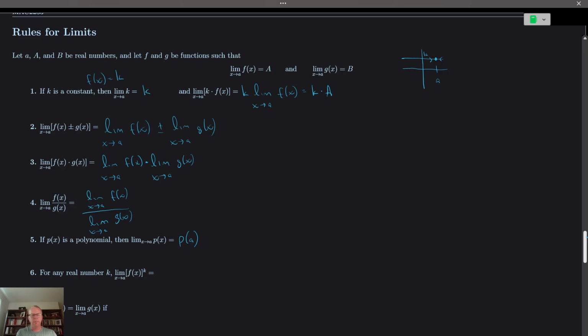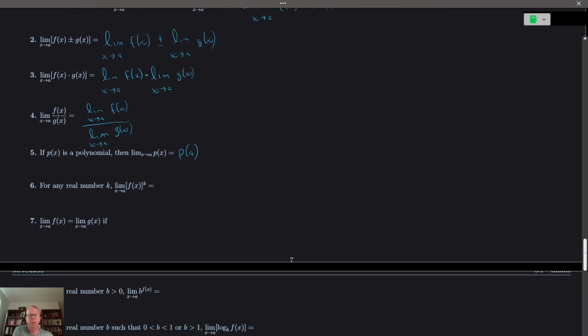For any real number k, now we have f of x raised to the k. Then you can put that limit inside this exponent function. So you can find the limit of the function first and then raise it to the k. That also works. The limit as x approaches a of f of x equals the limit as x approaches a of g of x if f of x equals g of x.